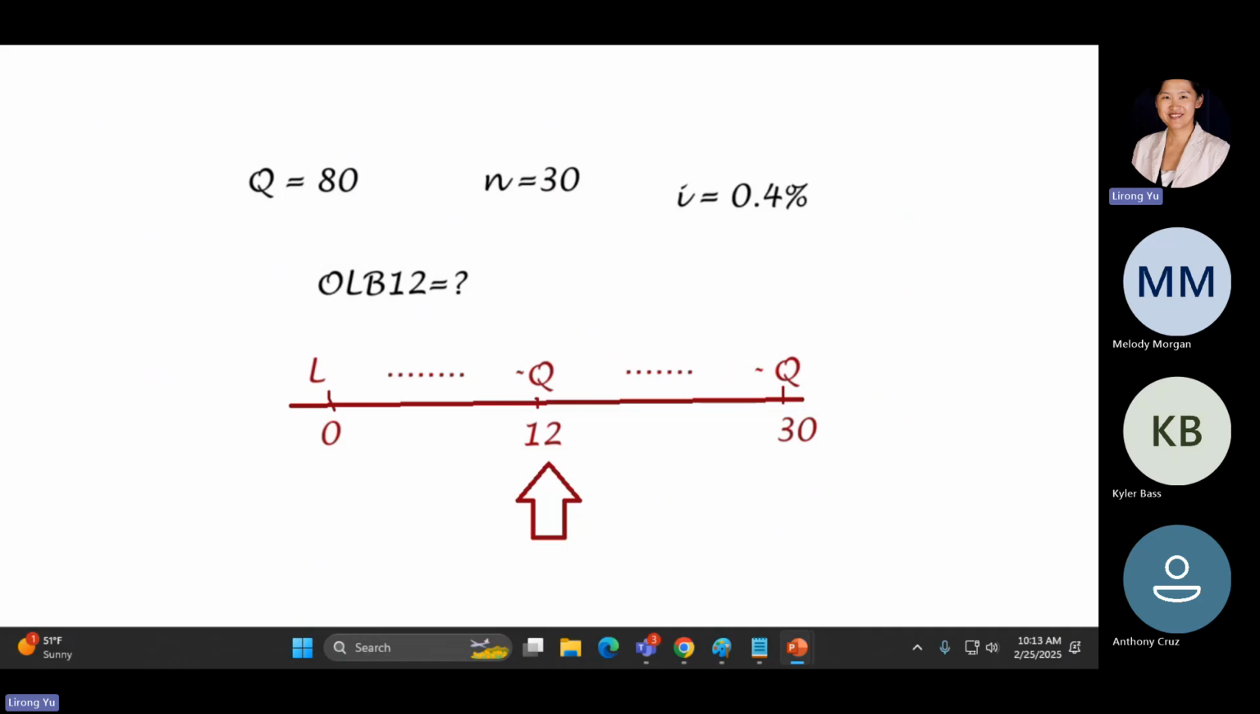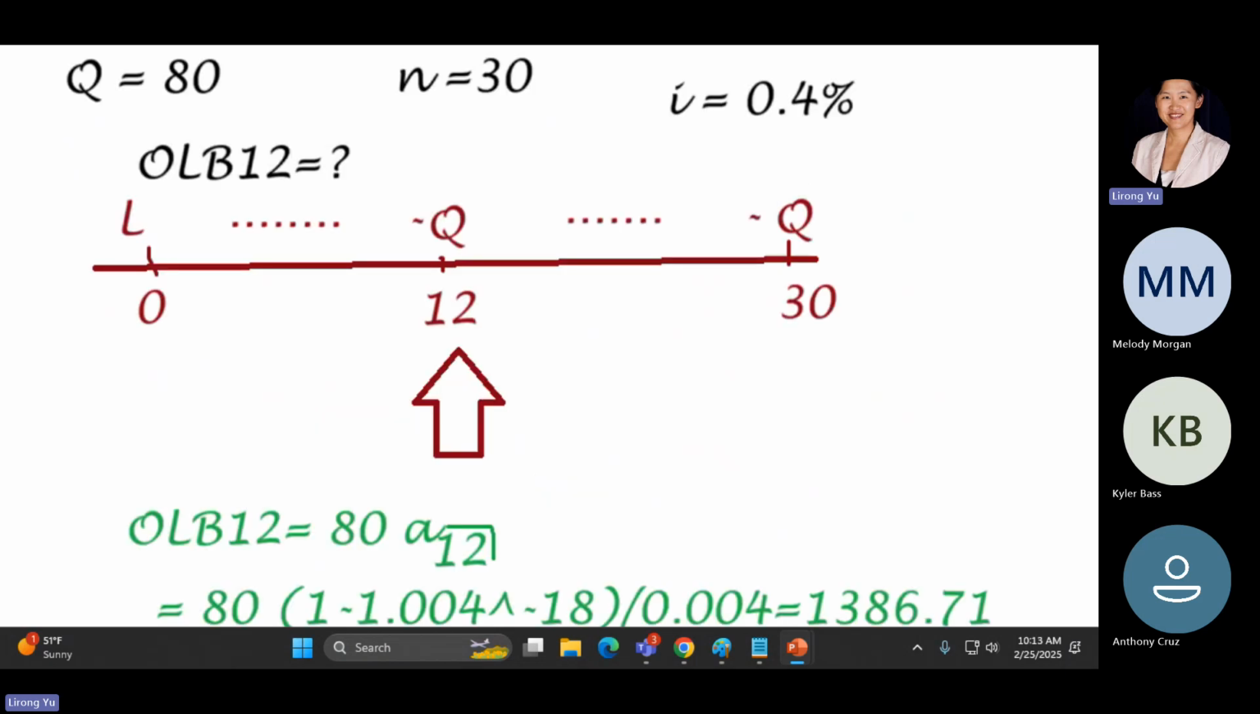We don't have the L, we don't have the loan amount, but we have all the following payments. We still need to pay 18 more payments. So the calculation will be, we were supposed to calculate 80 times A12. A12 is a present value of 18. That's supposed to be A18. I'm sorry, that's my error.